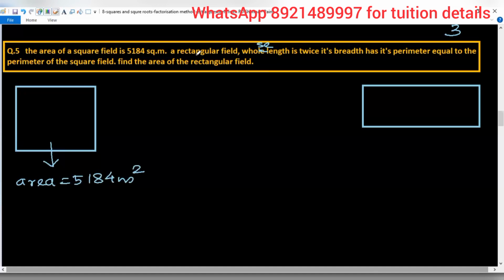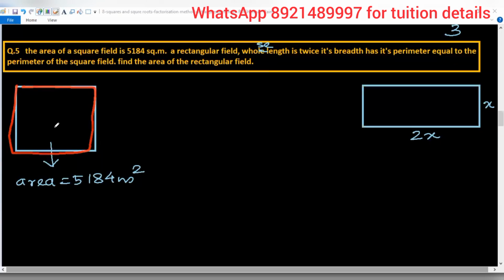And what about the rectangular field? Whose length is twice its breadth. Okay, if breadth is x, length is 2x. That is what is given, right? So here we will write this x and this is 2x. Length is twice its breadth, has its perimeter equal to the perimeter of the square field. So the perimeter of this rectangular field, meaning the boundary length of this rectangular field, is the same as the perimeter of this square field.